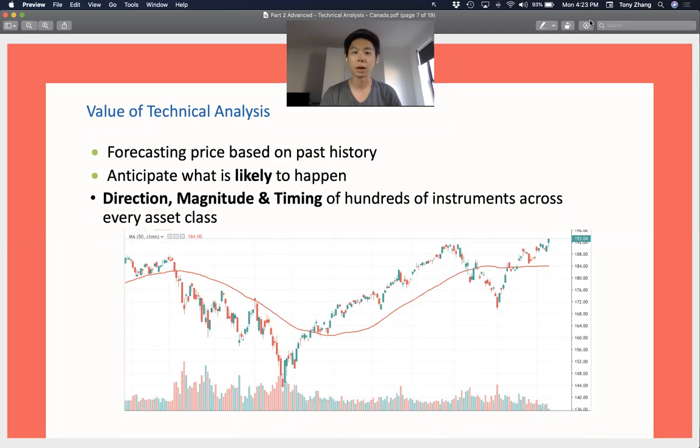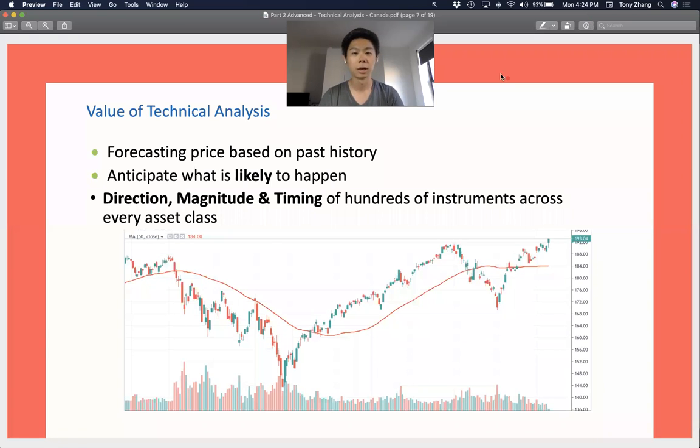And that's really where the value of technical analysis comes into play, even though you are a fundamental or even a news-driven trader. You can have a view, but you want to make sure that you time that view correctly. So the value of technical analysis is a tool in your toolbox to help you forecast what is likely going to happen in the future based on what has happened in the past.